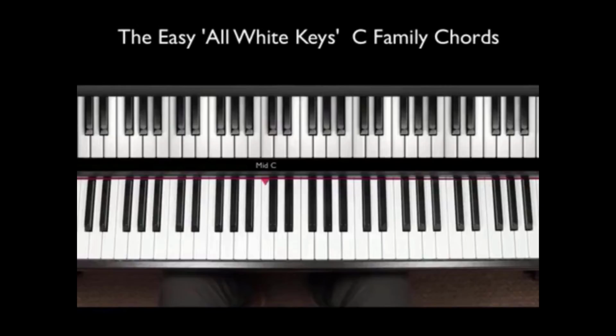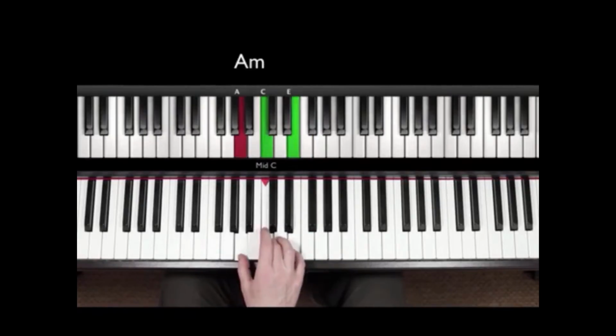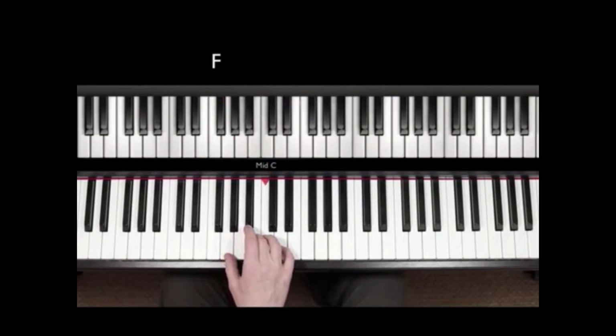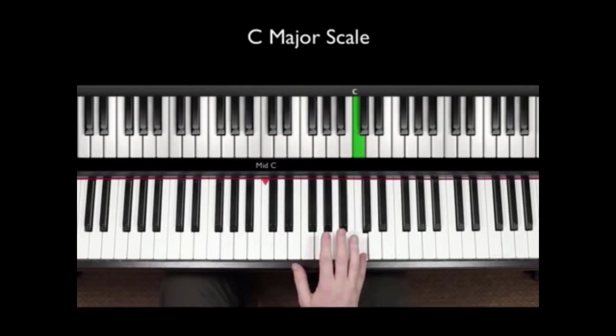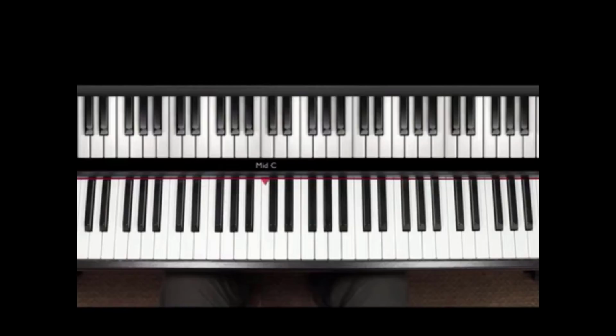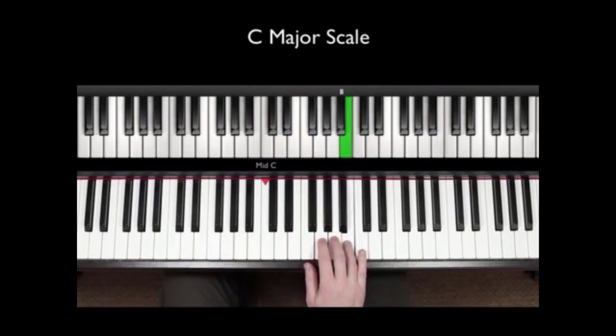The easy all white keys C family chords. Earlier on you learnt 4 chords: C, A minor, F and G. Now those chords come from a family of chords based on the scale of C major. And we're going to learn all the C family chords. So if you play the white notes from one C note to another, left to right, you'll have played the scale of C major. C, D, E, F, G, A, B, C.